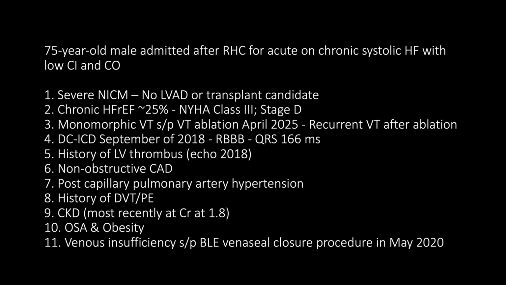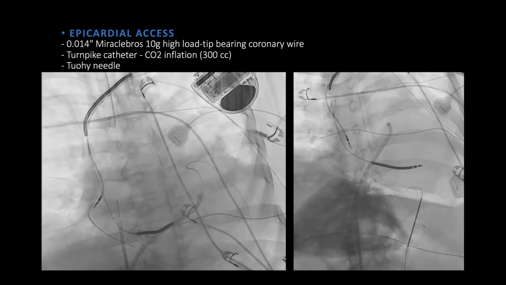He also had multiple other comorbidities: history of LV thrombus, non-obstructive CAD, pulmonary hypertension, history of DVT-PE, also CKD, sleep apnea, and venous insufficiency. So a very complex case. But well, somebody needs to do something. He presented in the setting of acute decompensated heart failure with multiple episodes of sustained VTs in the hospital. So we started our epi approach, and in order to do this, we get our vascular access in the groins, venous accesses, and one arterial access for hemodynamic monitoring.